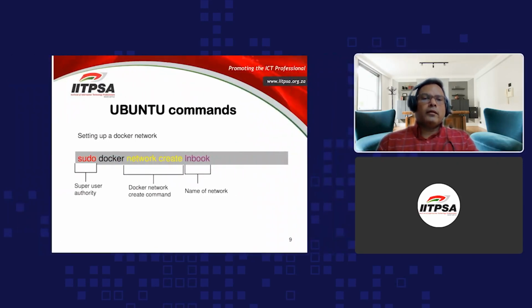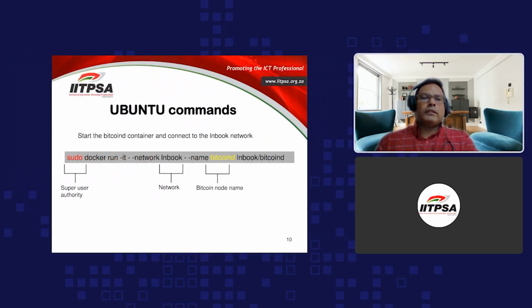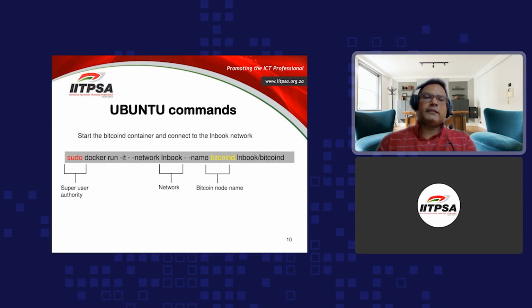Then the next command is creating a Docker network. So very simple, docker network create, and I gave it the name LNBook for my network. Then the next command is to run Bitcoin and the two Lightning nodes inside this network. So this command runs it in the context of the Docker network. Then each of the instances running on the network will receive an IP address.